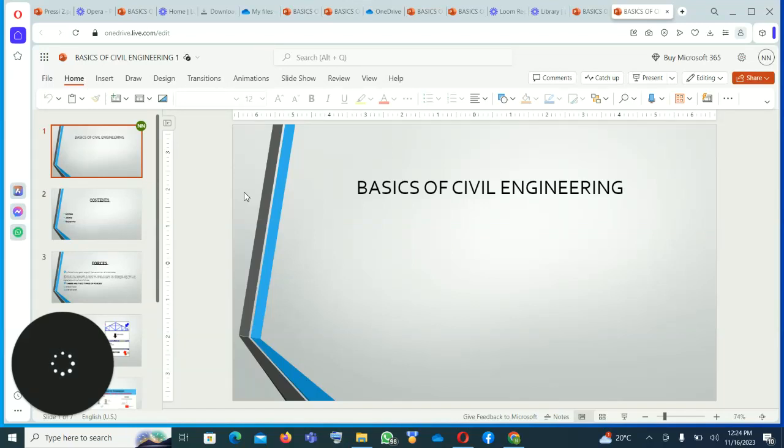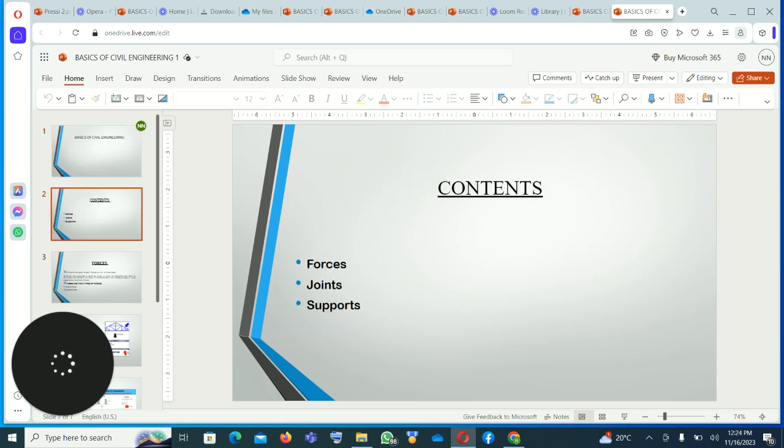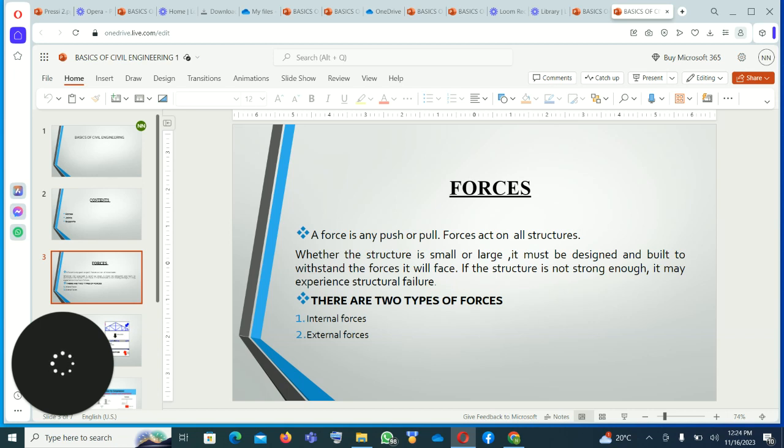Afternoon class. Our lesson today will be on the basics of civil engineering. And on the basics of civil engineering, we'll be looking at the forces, the joints, and the supports. Okay, let's start with the forces.